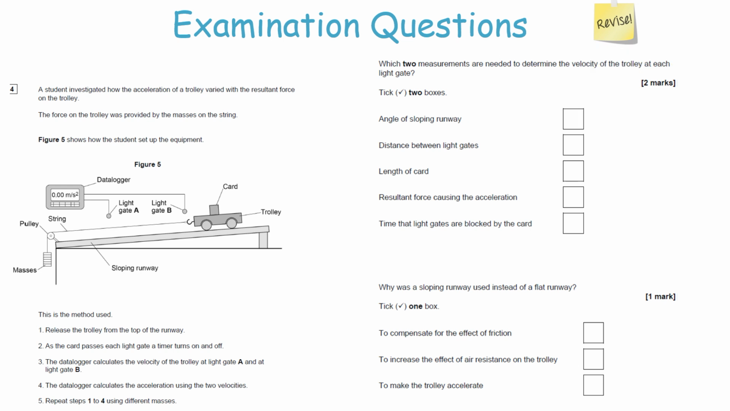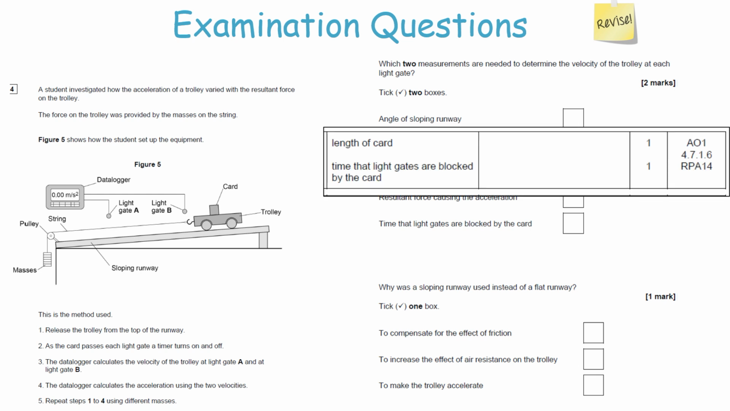Right, this first question is pretty much asking you to understand what velocity is. So velocity is measured between the distance it travels between the start of the card and the end of the card, which is the length of the card, divided by the time it takes when the light gates are blocked by the card, because velocity is distance over time. So those are the two values.